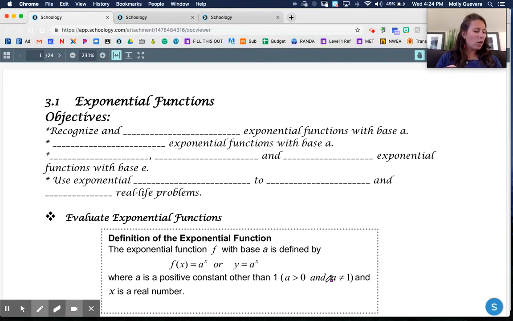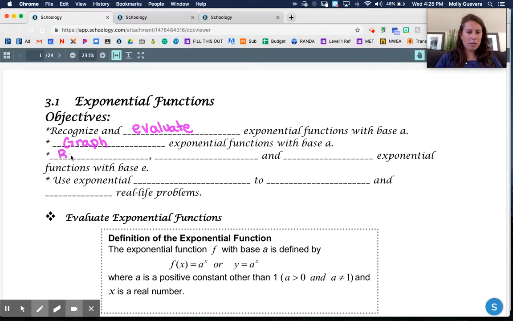Anyway, so this whole unit is all about exponential functions and log functions, so that'll be super fun. But specifically today, we're just going to review some exponential functions. So we have 4 objectives for today. The first one is to recognize and evaluate exponential functions with a base of a, so a number, right? Then we're going to look at how do we graph those exponential functions with a base of a. So those 2 are review.